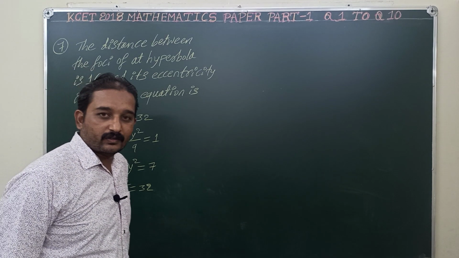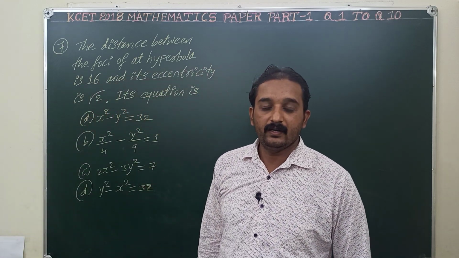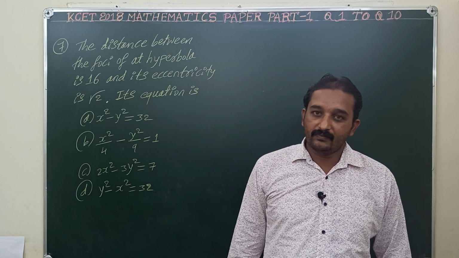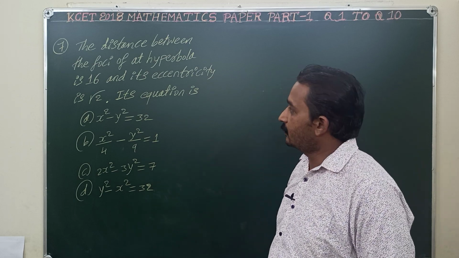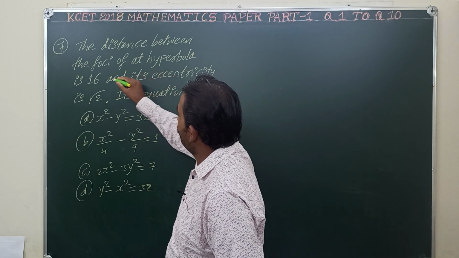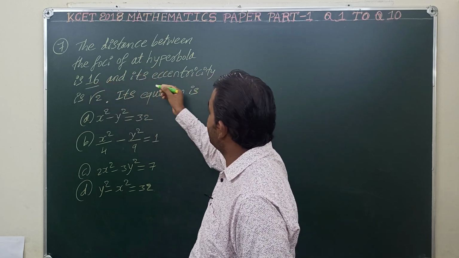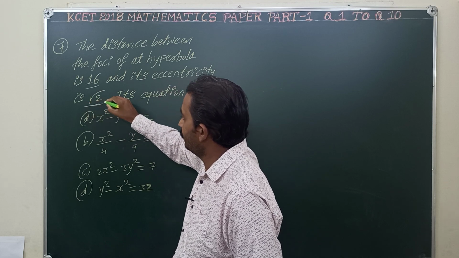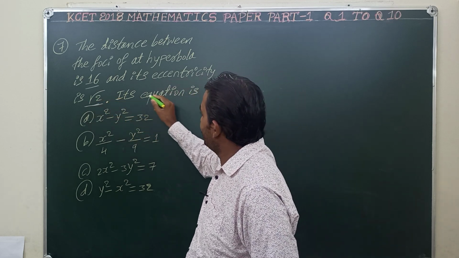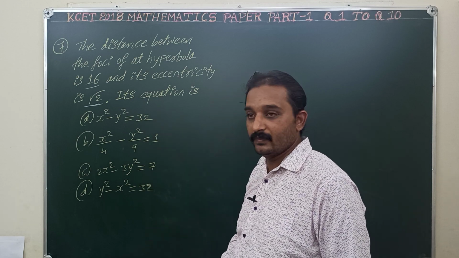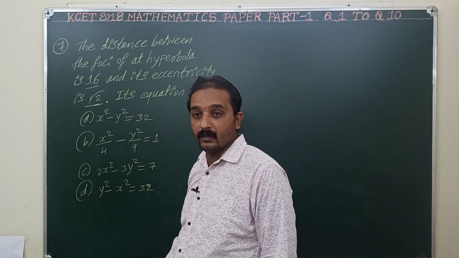So now let us move on to the next question, question number 7. This question is based on the chapter Conic Sections, which belongs to the first year. So let us see the question. The distance between the foci of a hyperbola is 16, and its eccentricity, which is very important, is root 2. This is a different problem. Then find the equation of this hyperbola among the 4 options given.